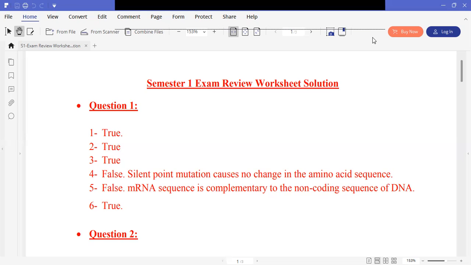5. mRNA sequence is complementary to the coding strand, which is the non-template, the non-transcribed. No, it's complementary to the non-coding, so this is false. 6. The enzyme that unwinds the two DNA strands is called the helicase. This is true. Moving now to question number 2.